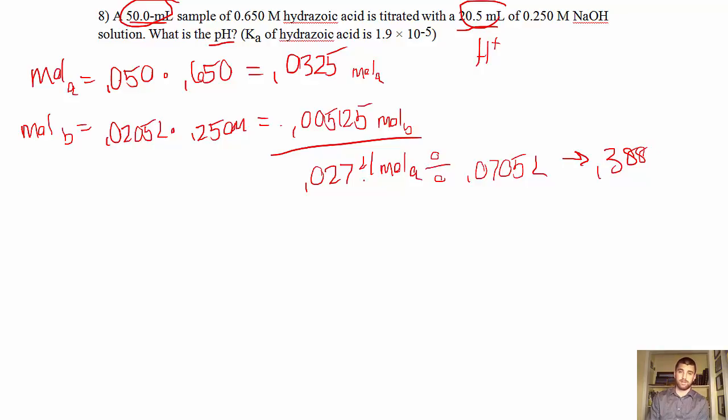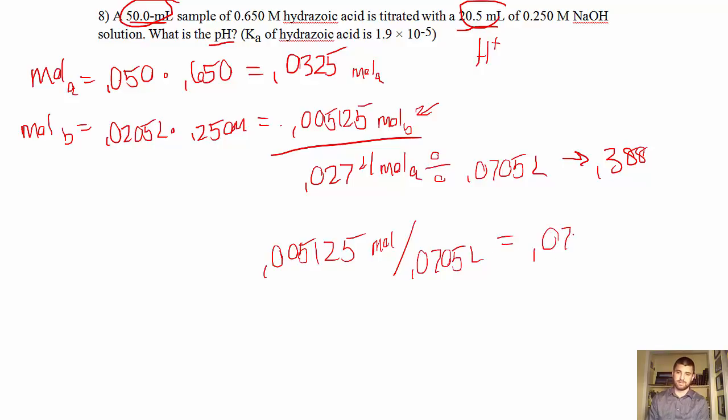All right, and what about my molarity of the base? Well, this is how much base I have. I have 0.005125 moles. Divide that by the new volume of 0.0705 liters, and I get the molarity of my base to be 0.0727 molar for my base, and that's molar for my acid.